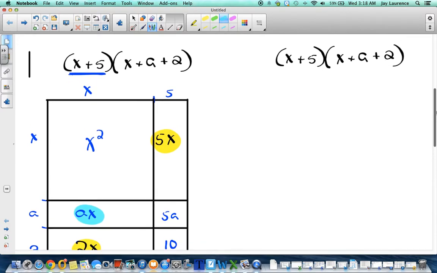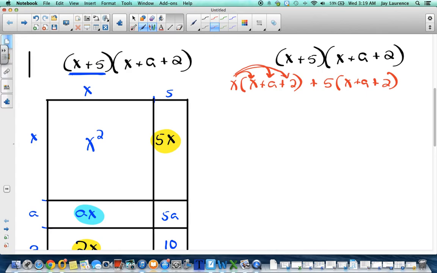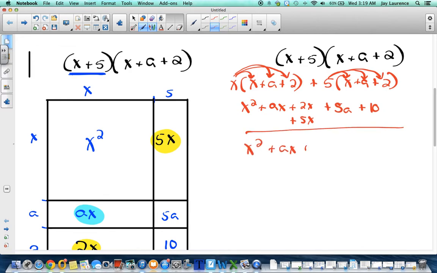Okay, so let's see how I'm going to do this differently. I'm going to do it without drawing a picture. Now, you need to be able to understand both parts. Well, if this said x times the quantity x plus a plus 2 plus 5 times the quantity of x plus a plus 2, you would distribute this x, right? And you distribute the 5. So you're going to get x squared plus ax plus 2x. And then you're going to get plus 5x plus 5a plus 10. And then when you combine like terms, you would get x squared plus ax plus 7x plus 5a plus 10. All right?